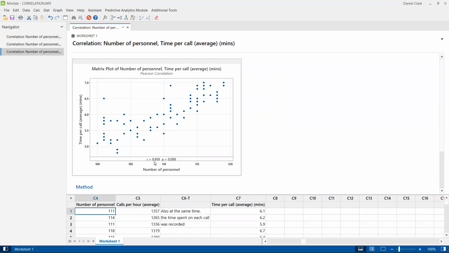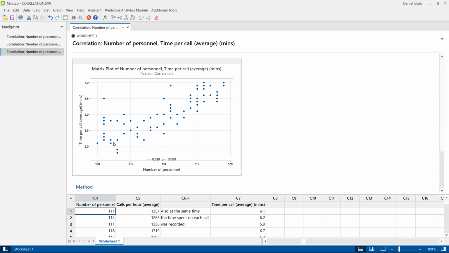And the R, the fact that it's a positive number tells me that as personnel goes up, the time per call goes up. But the value here, 0.819, tells me the strength of the relationship. It's not as strong a relationship as in the previous example. 0.8 is still a high correlation. It's on the cusp between a marked degree of correlation and a high degree of correlation. But again, I have a statistically significant result and a result that's practically meaningful.